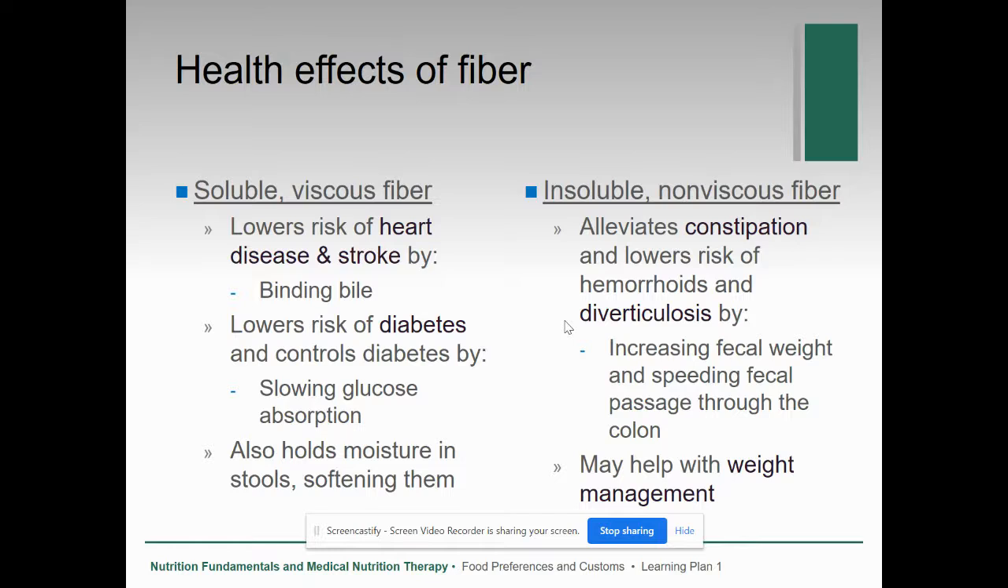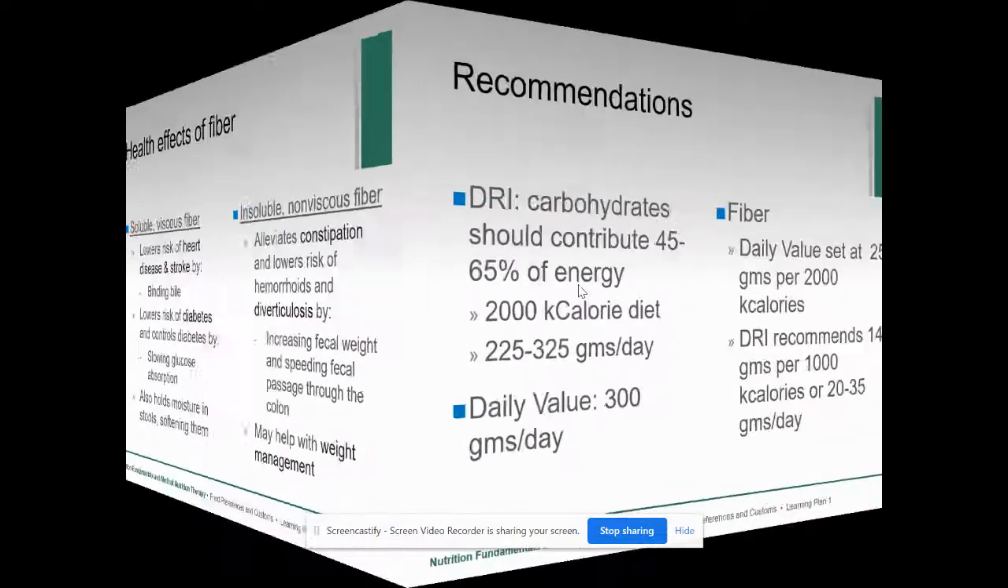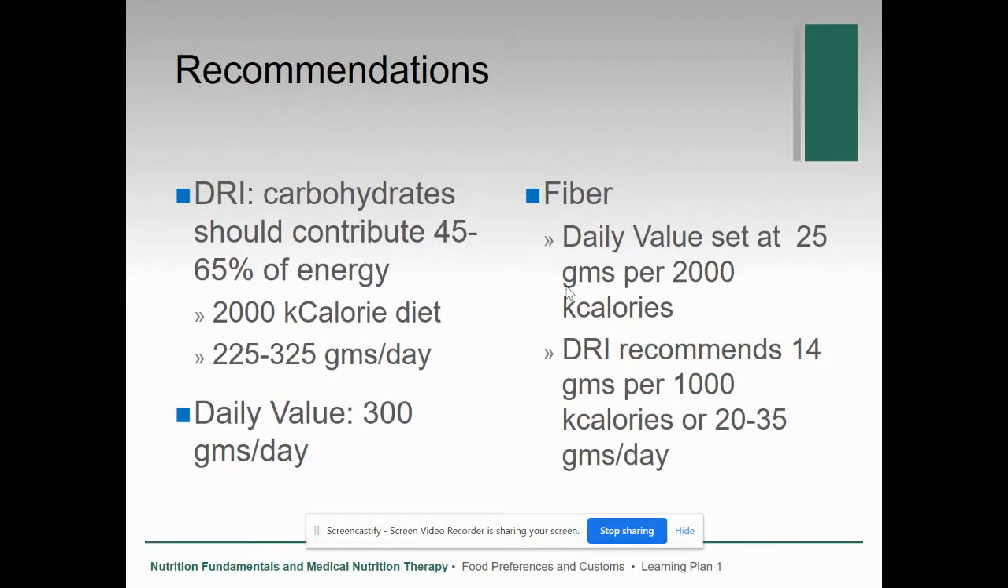That's a condition of having out pockets or pouches in the colon that, when inflamed, turn into diverticulitis and can become very painful. This type of fiber can also or may help with weight management in that it's helping a person feel fuller longer. So we talked last week about the recommendation, the DRI recommendation, 14 grams of fiber per 1,000 calories.